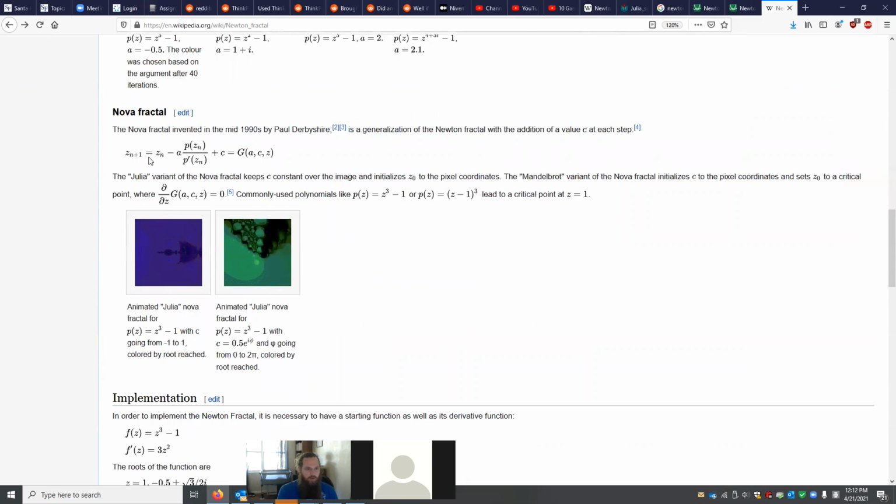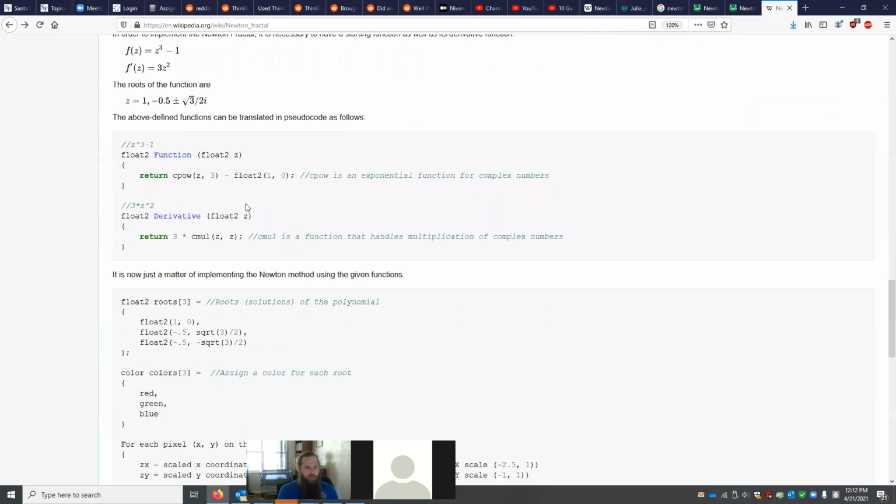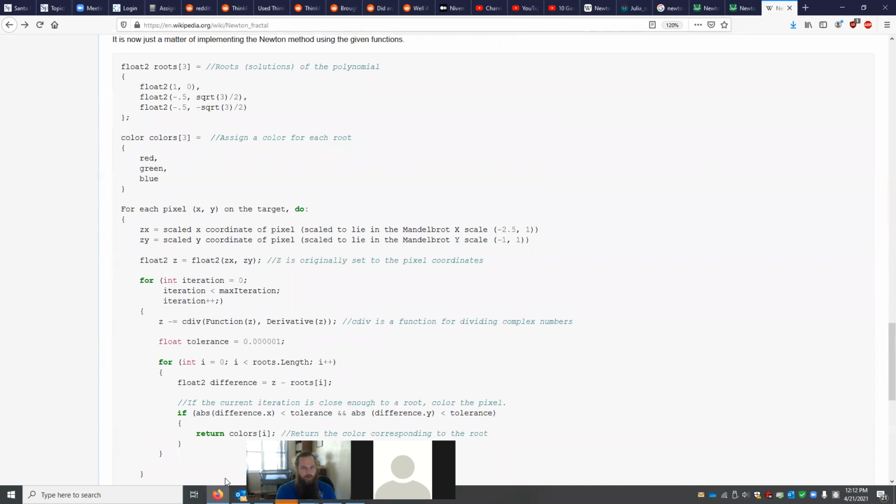Nova fractals, this is actually new stuff. I don't know anything about Nova fractals. So you're looking at kind of a Julia set where you add an extra number in. That seems fun. But yeah, here they do have the code to implement this. If you wanted to try to run it yourself, it's a lot of fun.